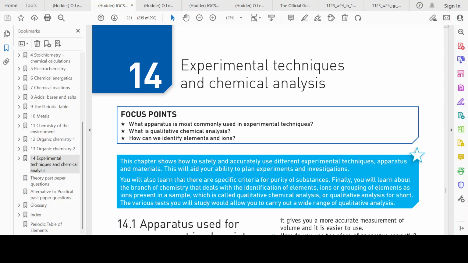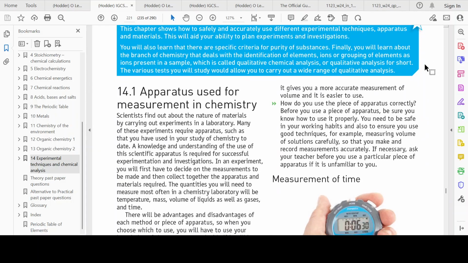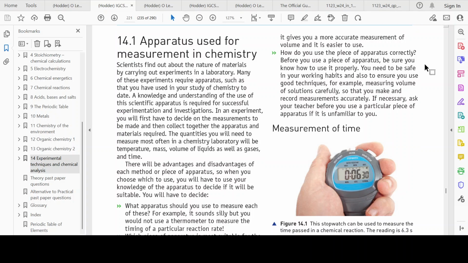The chapter is titled Experimental Techniques and Chemical Analysis. And since you're seeing me using the text, this is mostly reading and stuff we need to know. Now, we won't be doing actual practicals in the lab, and of course, this is an online class. So it's more about theoretically knowing how things are done. So the first thing we're starting off with is getting to know the apparatus used for measurement in chemistry.